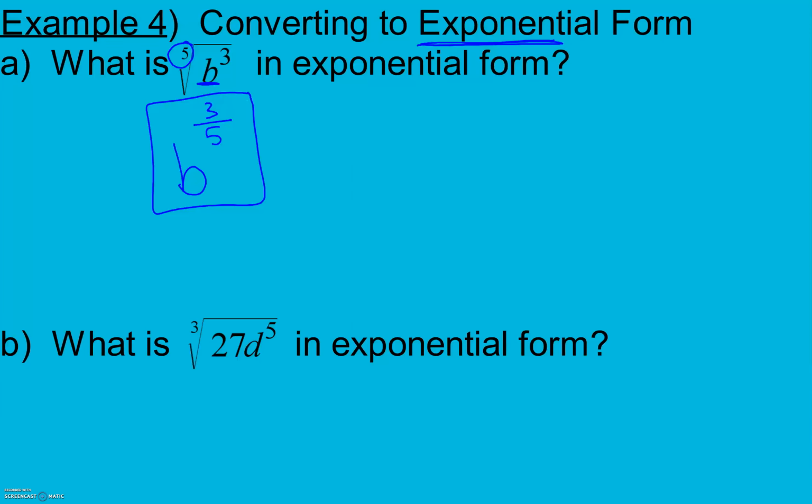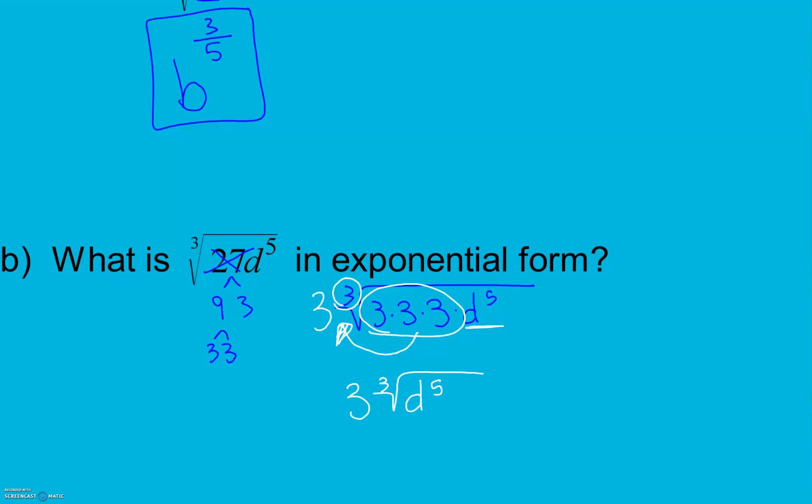Same idea here in B, but before I switch to exponential form, I'm going to reduce it. 9 times 3 and 3 times 3. So what I have here is the cubed root. Instead of 27, I'm going to write 3 times 3 times 3. I didn't change my d though, so that's still times d to the 5th power. I'm looking here for groups of 3 things. And I have 3 3s here. That comes out as a single group of 3s. So I have 3 times the cubed root left inside d to the 5th power.